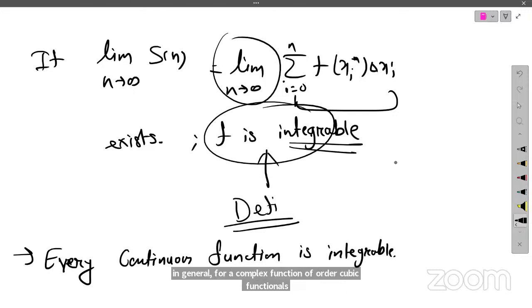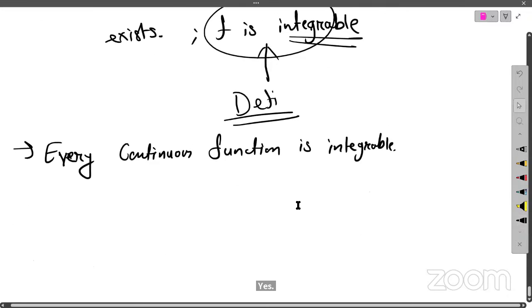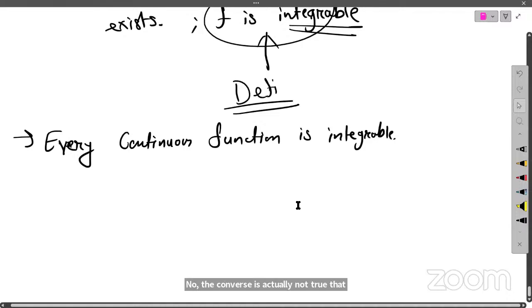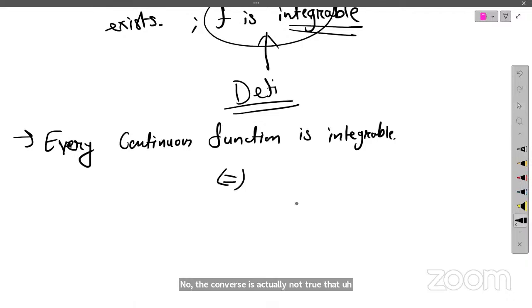Ma'am, is the converse true? No, the converse is actually not true. It is true that every continuous function is integrable, but the converse is not true. There is one example for that which is very abstract. So for timing, you can consider that the converse is not true. It is not always the case that an integrable function will be continuous.